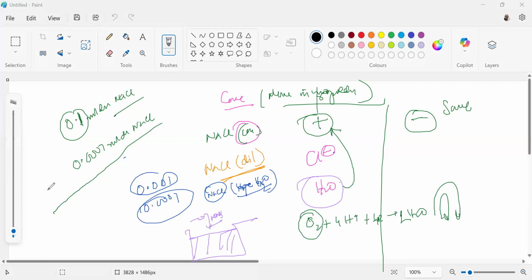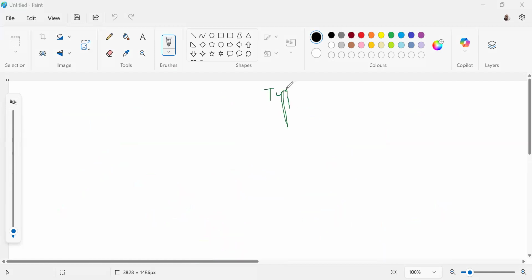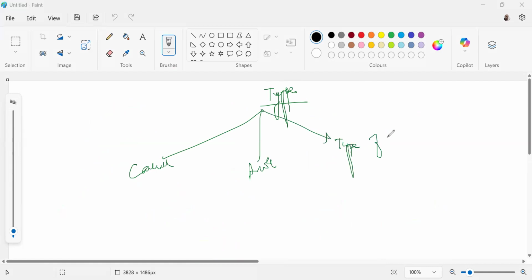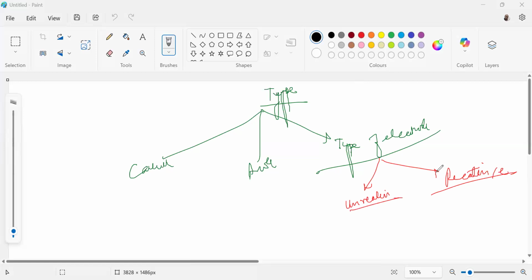Fine. So the type of products we already discussed for cathode and anode. Now remember one thing that I didn't mention intentionally, because you would be overwhelmed. The type of product is also influenced by the type of electrode. Please write this down. Electrode can be of two types: unreactive electrode and reactive electrode. Understood?